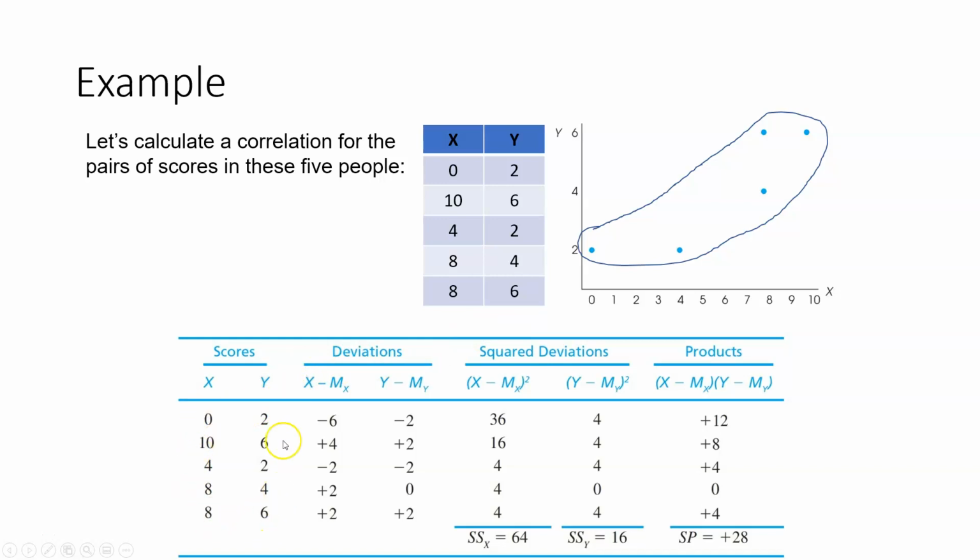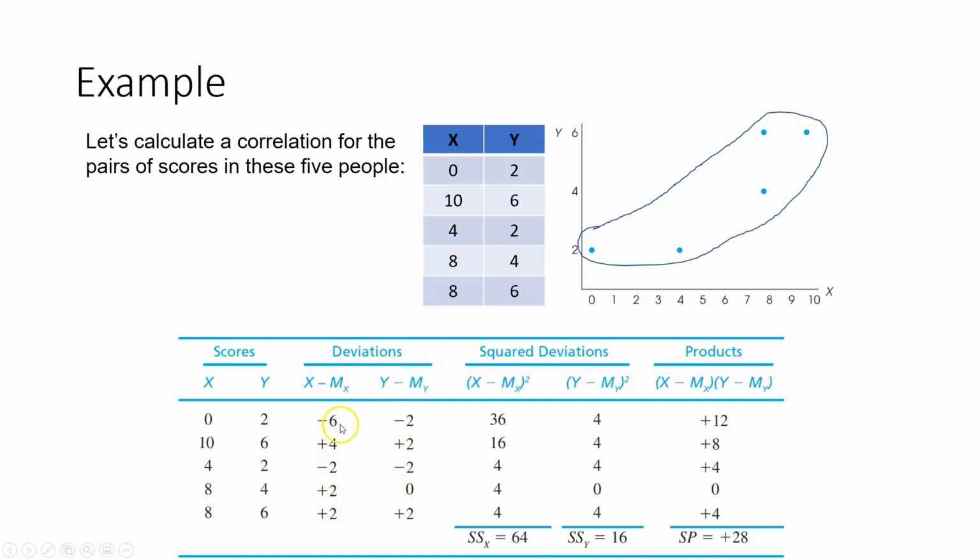Remember, we have the original scores here, just like in the table. In each case, we need to figure out what is the distance between the score and the mean of this group of scores. As you can see here, the mean of this group of scores is 6. So if we take 0 minus 6, it's negative 6. 10 minus 6 is 4. 4 minus 6 is negative 2. 8 minus 6 is positive 2. 8 minus 6 is positive 2. If we compute the mean of this set of scores here, you'd see that it's 4. So if you take 2 minus 4, it's negative 2. 6 minus 4 is positive 2, and so forth.